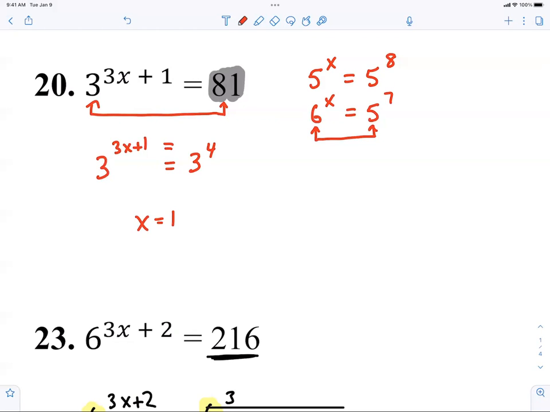All right, now you need to go to your table. Second graph. Second button, and then the graph, and then the table pops up. And now you just type in 1, 2, 3, 4, until you find one that is equal to 81.